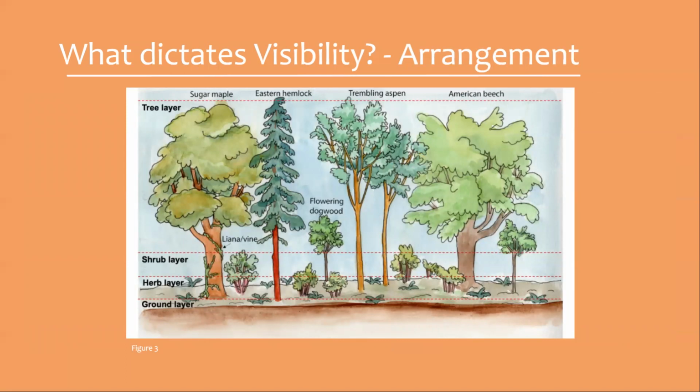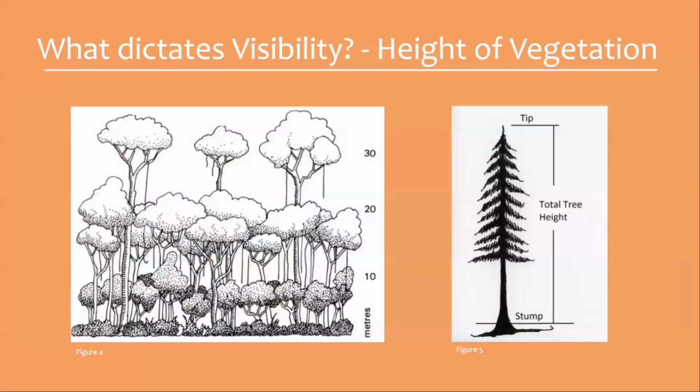Arrangement dictates visibility by where the plants are placed, how many are arranged together, and what type of plant. In figure 3, there's a tree layer, a shrub layer, an herb layer, and a ground layer. Due to the height of all the different types of vegetation, the arrangement of the vegetation can obstruct or not obstruct your visibility, or how far you can see. Which goes into the next slide, which is height of vegetation.